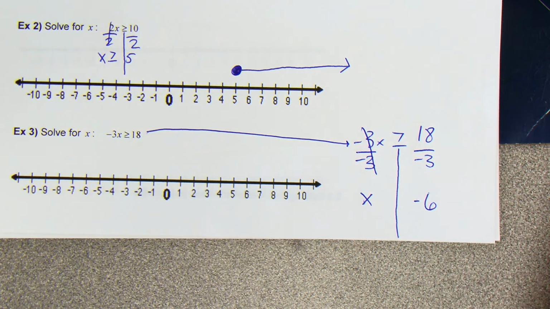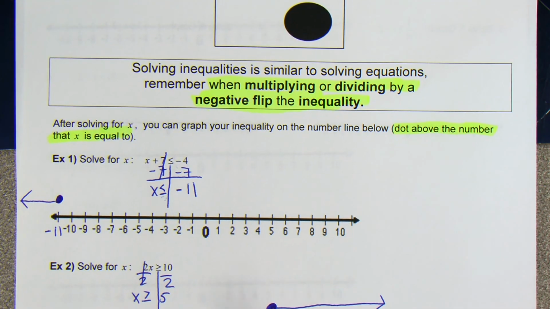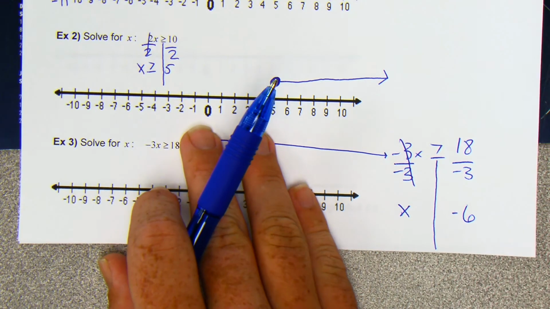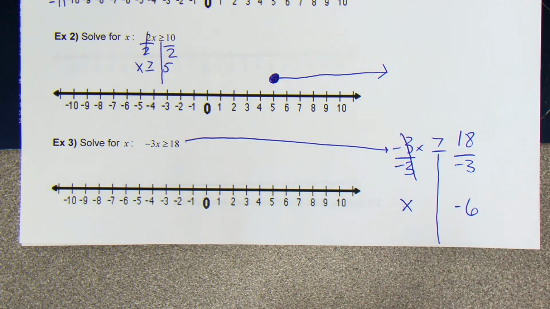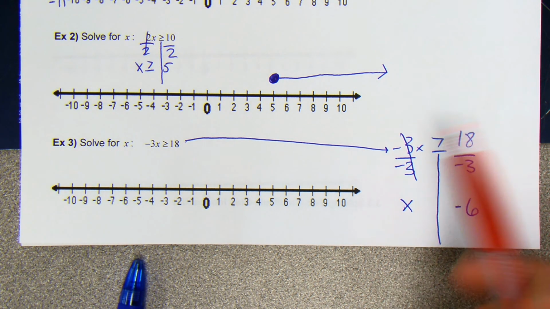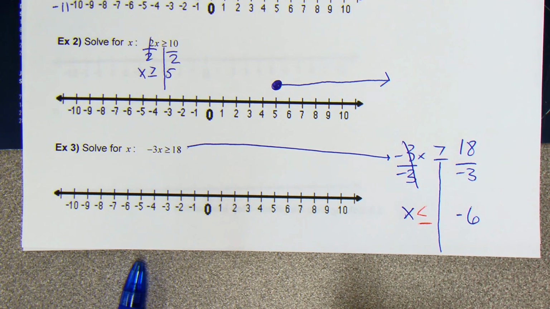Now I have not put my inequality sign down there yet because we need to go check our rule. It says, solving inequalities is similar to solving equations. Remember, when multiplying or dividing by a negative, we flip the inequality. So here we did divide by a negative, right? We divided both sides by negative 3. So this inequality right now is greater than or equal to, but our rule tells us we need to flip it. So instead of pointing this way, it needs to point this way. So my new sign will be less than or equal to negative 6. Okay, so now I have x is less than or equal to negative 6. I switch my signs because we divided by a negative, and that's what my rule tells me we have to do. Okay, now I graph it.